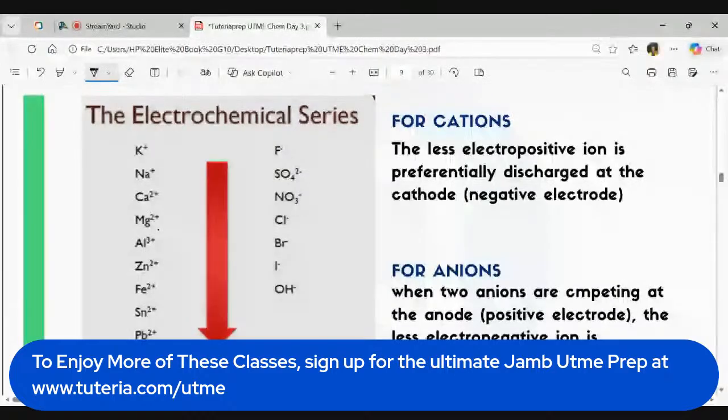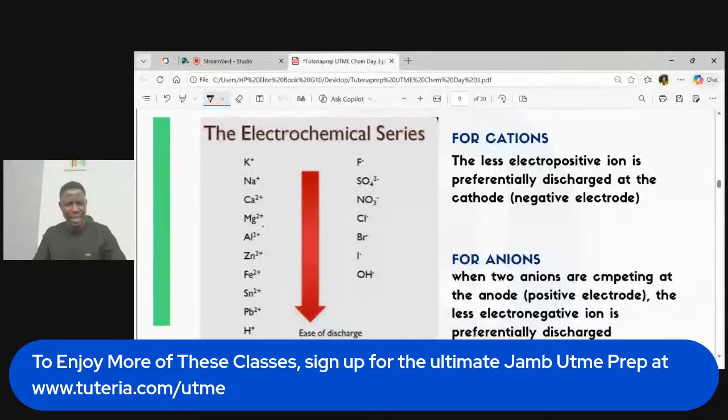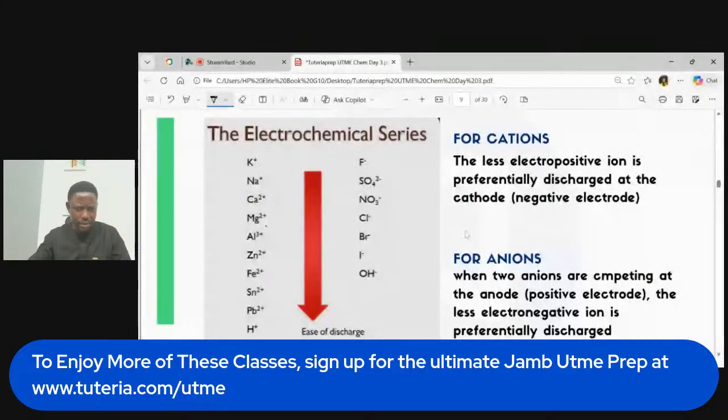Now, for the example we are treating, sodium ion is competing with hydrogen ion. Look at where the sodium ion is, let me circle it, and look at hydrogen ion. When two ions are competing, the ion down in this arrangement, that means the one that is less reactive, the one that is below, will be preferentially discharged. That is just the principle.